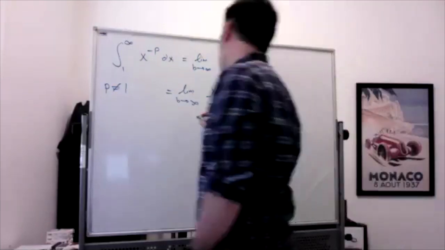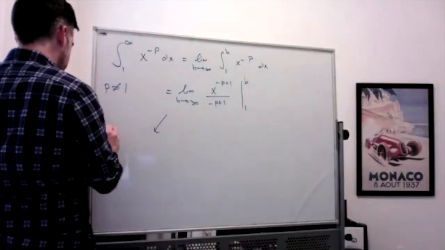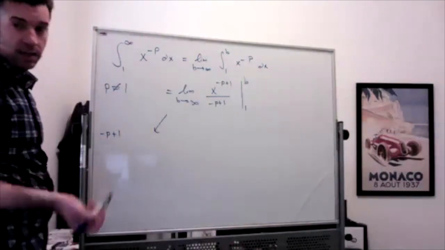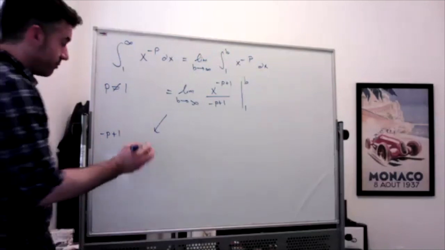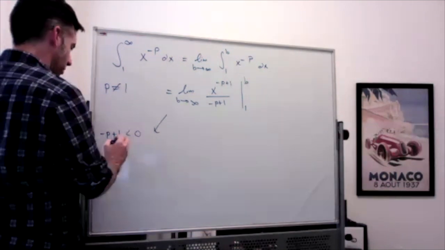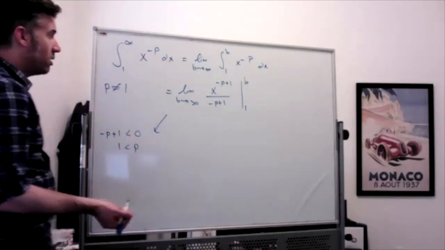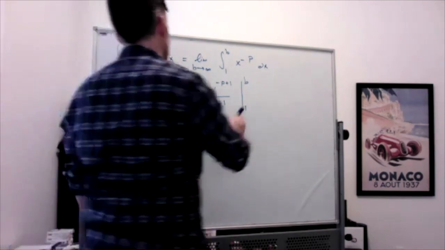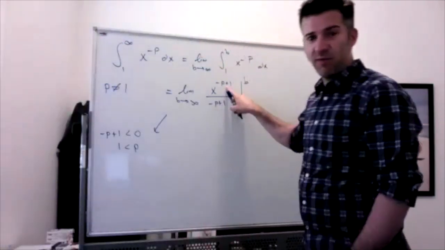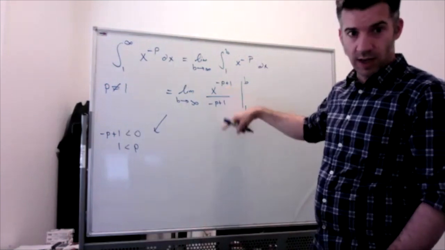Let's break this up into 2 cases. One case where negative p plus 1 is negative, or another way you could say this is where p is greater than 1. So p is greater than 1. That means this power is negative, and I prefer for it to be positive. So I'm going to bring it down to the bottom.